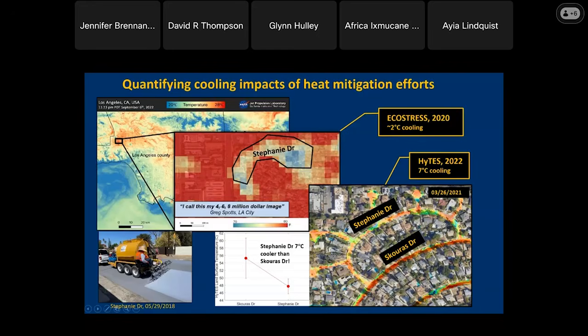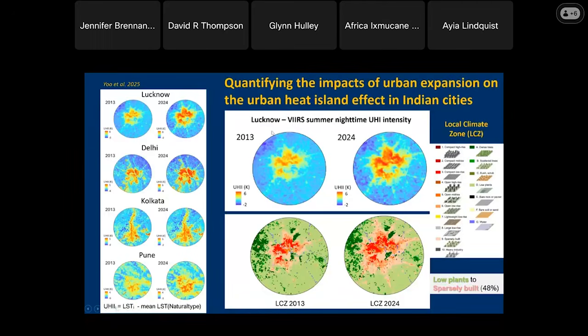And we confirmed here, a couple of years later, that with HyTES we could still see about a 7-degree cooling over Stephanie Drive relative to the southern street here at Skyros Drive. So it not only shows the efficacy of this method of painting the streets, but also its longevity, where it's already lasted about 4 to 5 years and it's still about 7 degrees cooler.